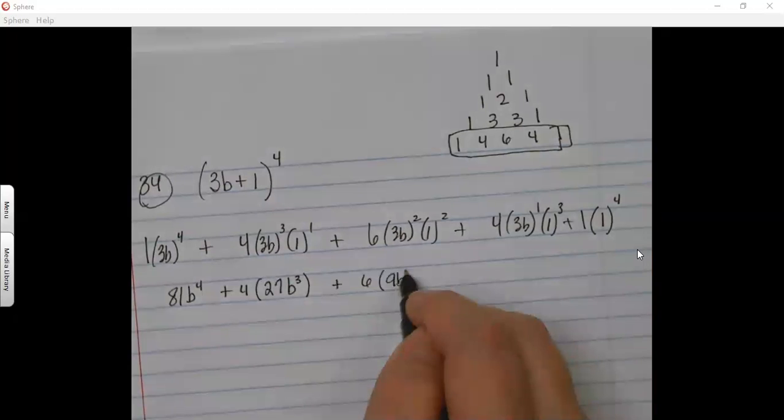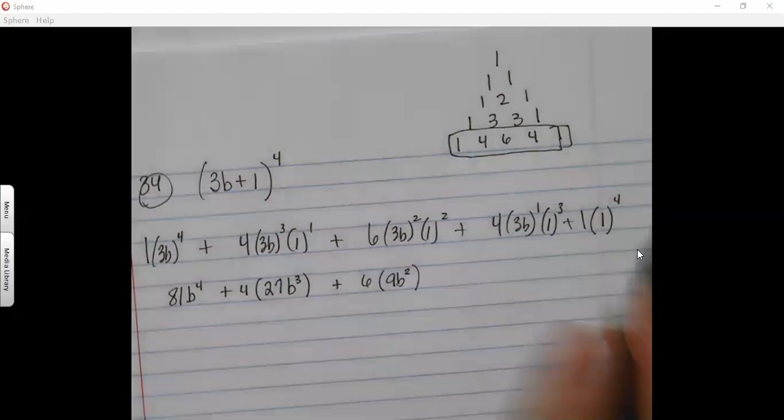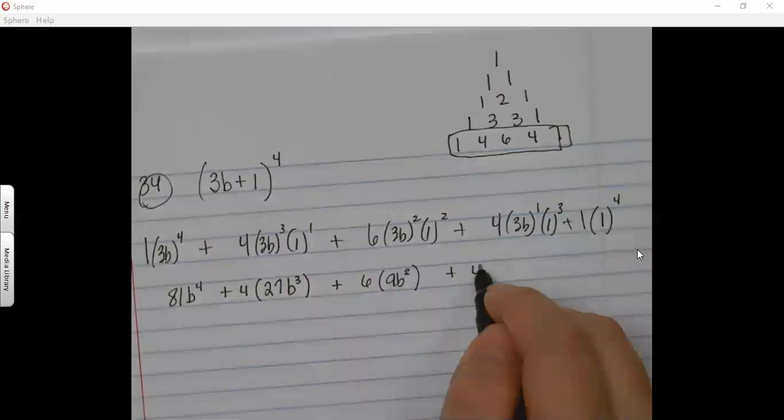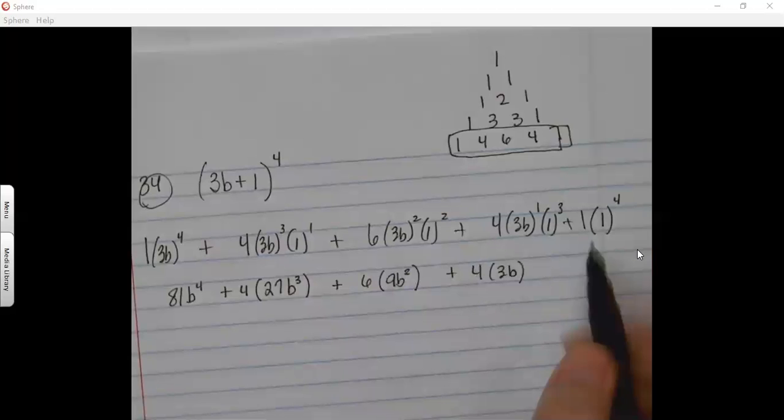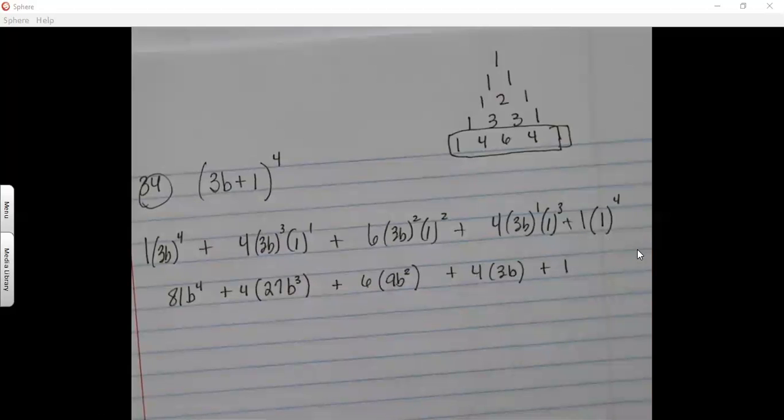Plus, now I have 4 times 3b times, I'm not going to put the 1 cubed. And then on the end, what is 1 to the 4th? Times 1 is 1. A lot of people don't think I have to put that 1 on. It's just a 1. Well, if I add $1 to your pocket, does that change the amount of money you have in your pocket? Yeah. So yeah, you got to put it.